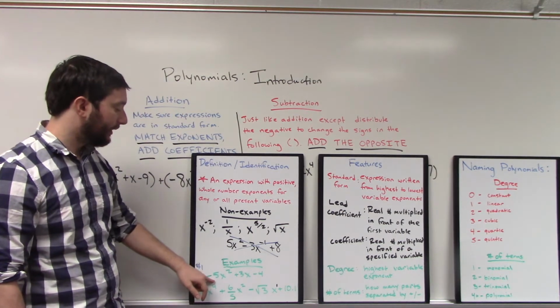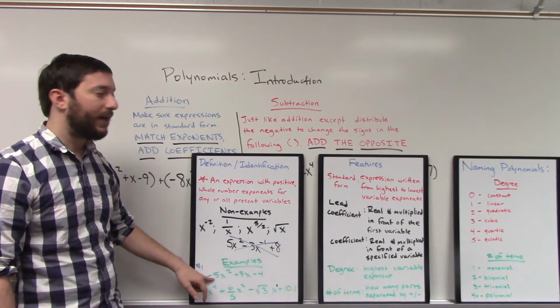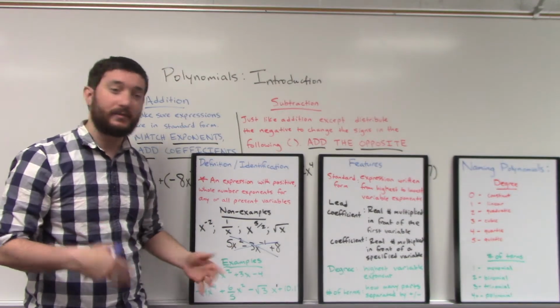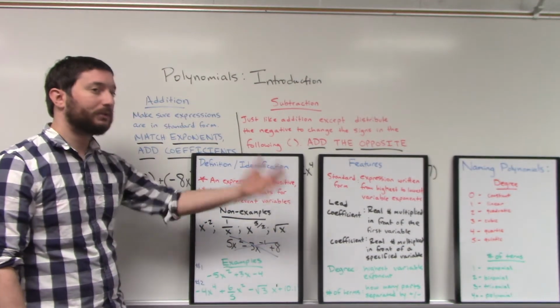For example, the lead coefficient for number 1 here is negative 5. It can be a negative, it can be a positive. In this case, it's a negative 5. That's what you're multiplying in front.